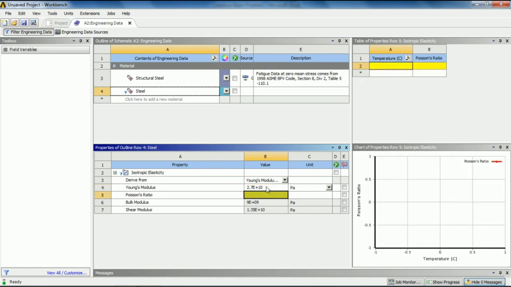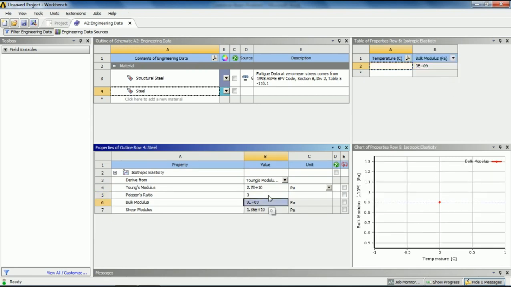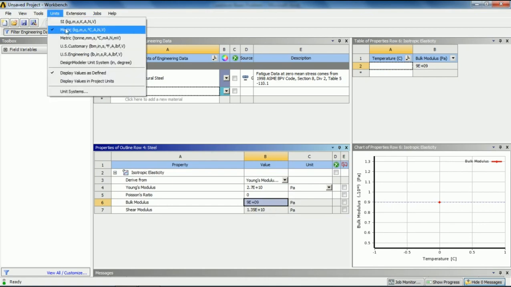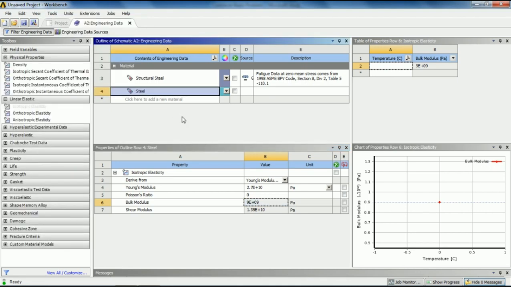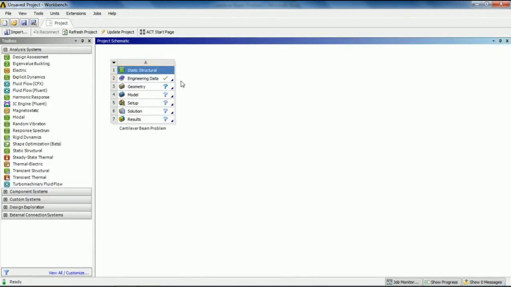You can give the Poisson's ratio 0.3, but I'm giving the value 0 here. It will not affect your model or results. Make sure your units are in metric. My units are in meter, so keep that in mind. Now that I have given the engineering data, close this window. Our engineering data section is over.